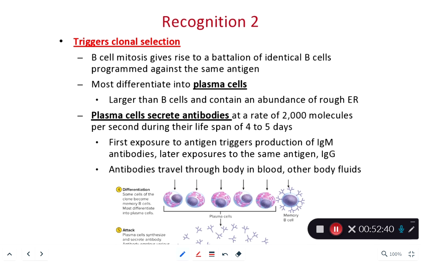So we have the B lymphocyte. An activated B lymphocyte turns into a plasma cell that makes the antibodies. And then some of those activated B lymphocytes that are produced from clonal selection are going to turn into memory B cells. They're very similar to memory T cells in that they are going to allow for us to have an active immune response.